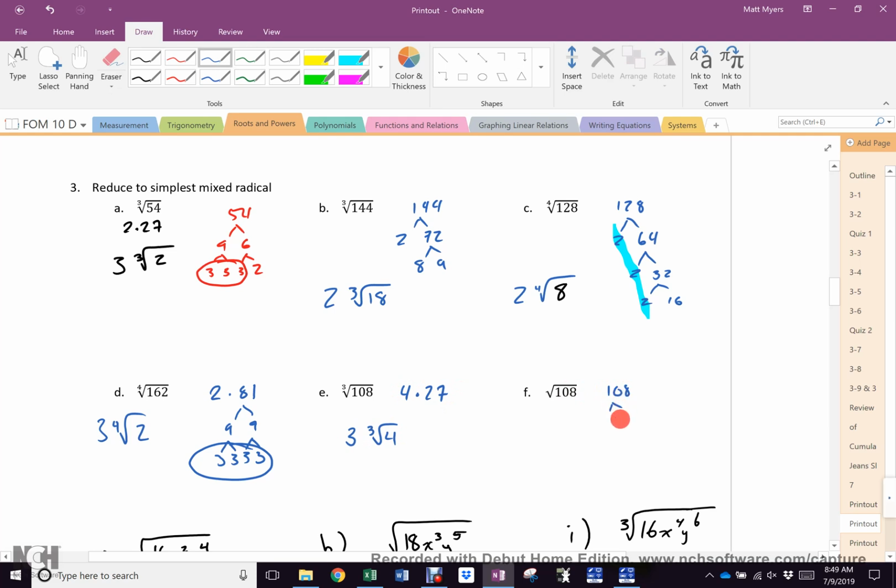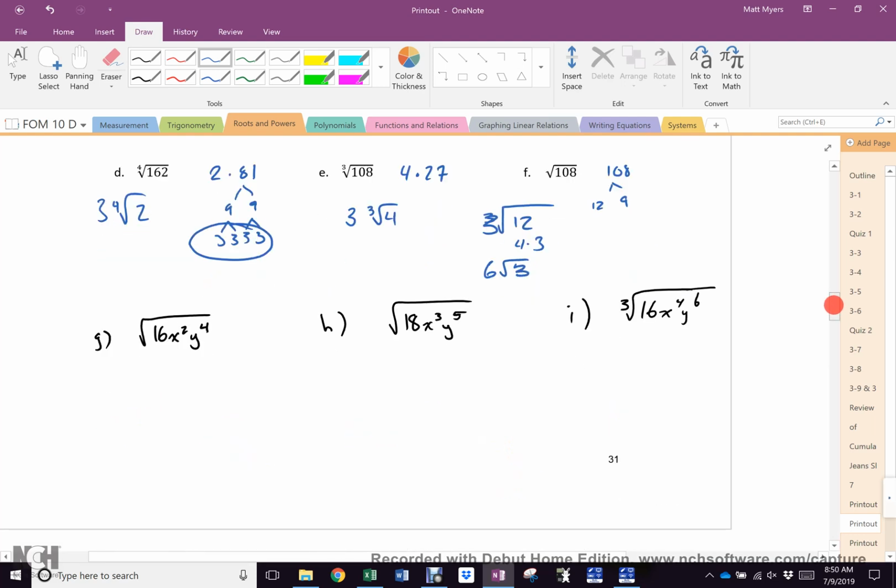Square root 108. I'm going to go with 12 times 9. Right? I can stop there, but I'm going to make a mistake if I stop there. Because what am I going to bring out? 3. And everyone's going to leave a 12 under there and tell me they're done. Are they? No, because 12 is what? 4 times 3. So I'm going to bring out another square root, and I'm going to end up with 6 root 3. Everybody cool? All right.